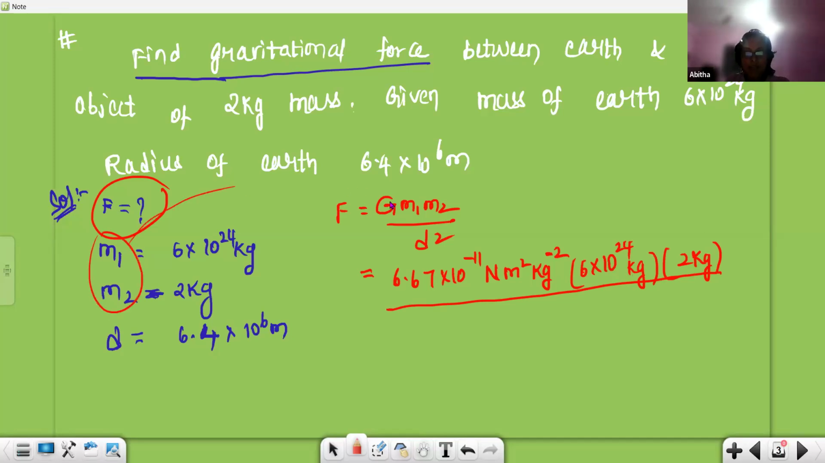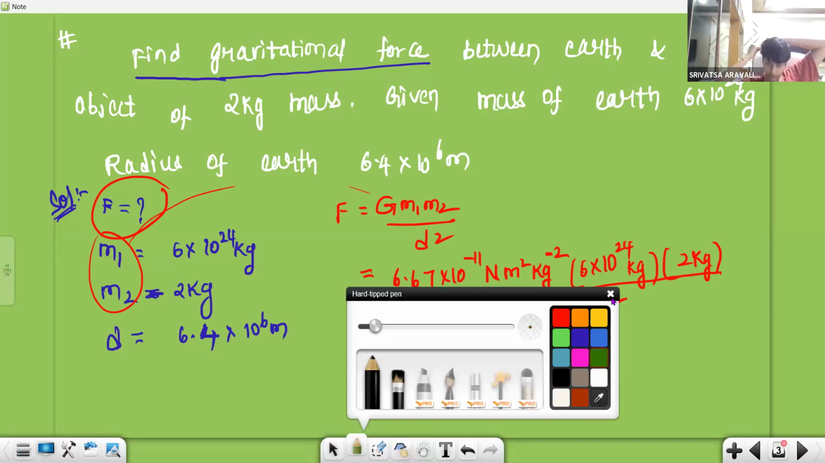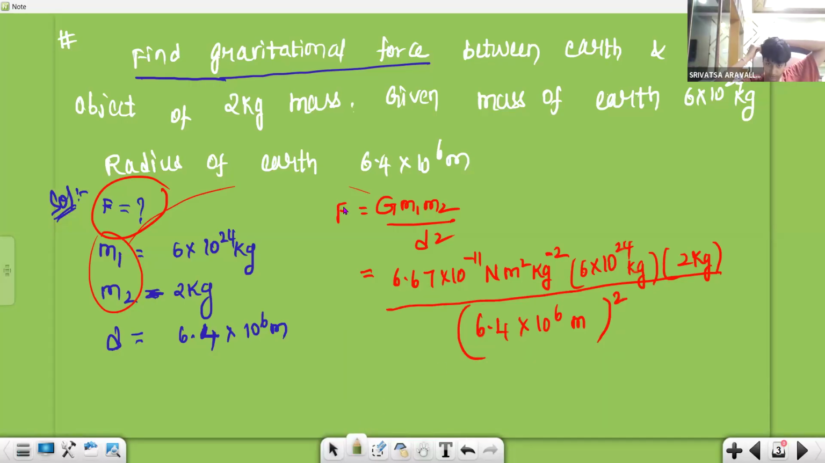Whatever values are there, I'm plugging the same things into the formula. D is 6.4 into 10 power 6 meters, whole square. Clear so far? Please let me know, Srivatsa. Till now it is really good. Okay. Whatever we did, we just used our formula and put in the given values.